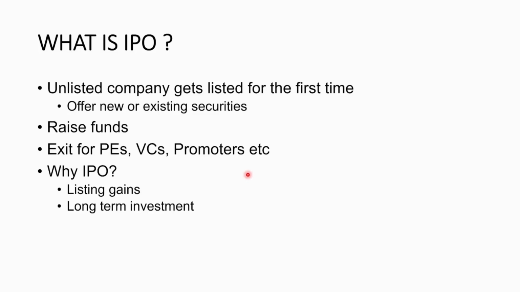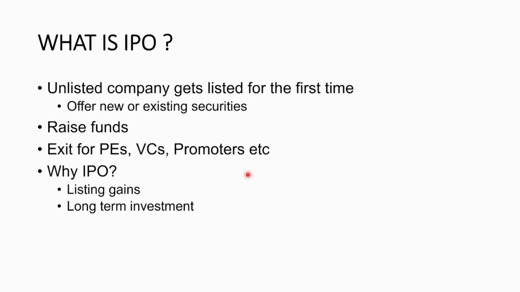IPO is nothing but an initial public offer, where an unlisted company gets listed in the stock market for the first time. You know about unlisted companies getting traded, but that is not the same as getting listed. There are companies getting listed for the first time. There are two kinds of IPO: either a company may offer new shares, or they may sell the existing shares in the company.